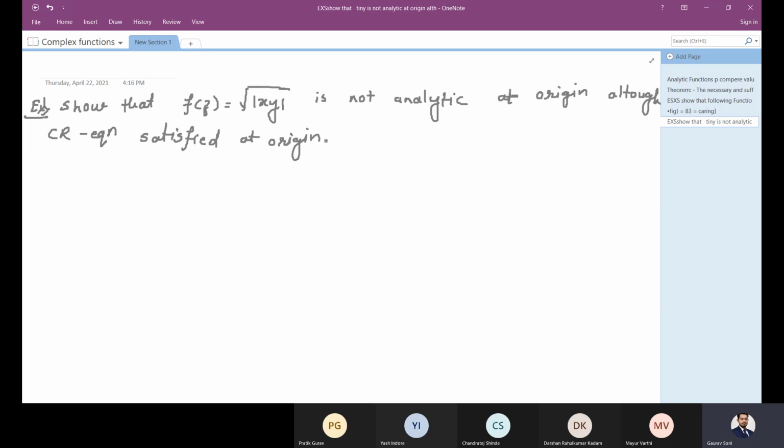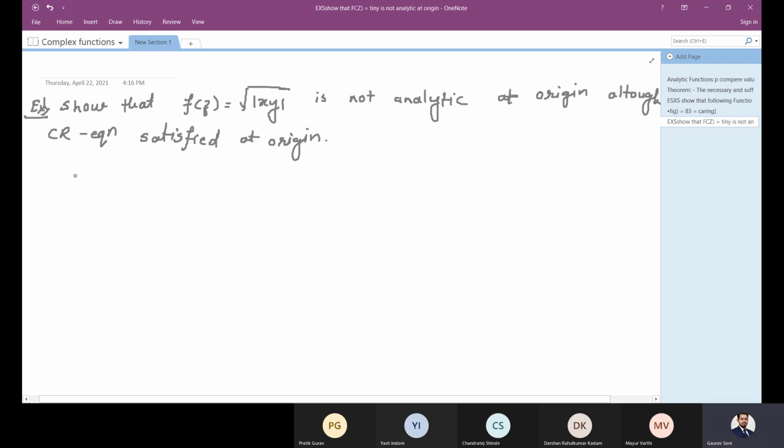What is the actual meaning of analytic? Analyticity means the derivative must exist and it must be completely defined. So in this example, what we need to show is that yes, the CR equations are satisfied at the origin, but the function is not analytic, which means that it is not differentiable at the point 0 comma 0. So let's go ahead with this.